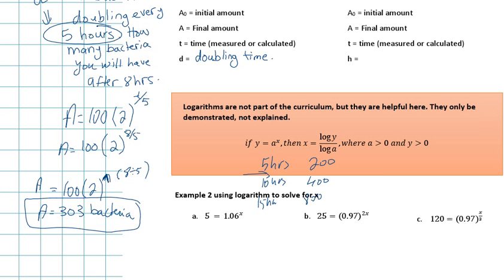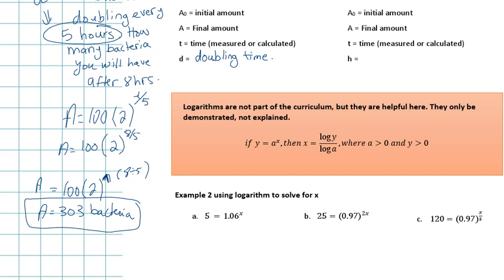So a lot of students don't know, when I ask them, what is your doubling time? They wouldn't know how to answer that because they don't understand the question. So your doubling time is how long it takes for your initial amount to double. And usually it's given to you in the question, and it says it doubles every something.